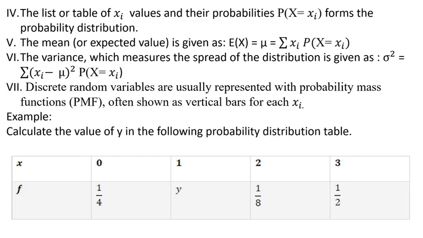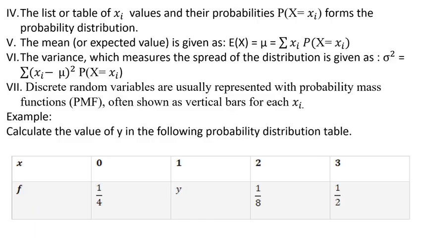Property number 4, the list or table of xi values and their probabilities, P(X = xi), forms the probability distribution. Let me repeat myself again.